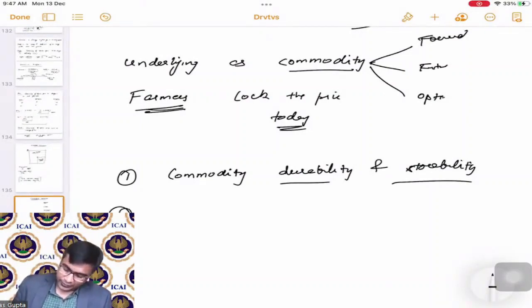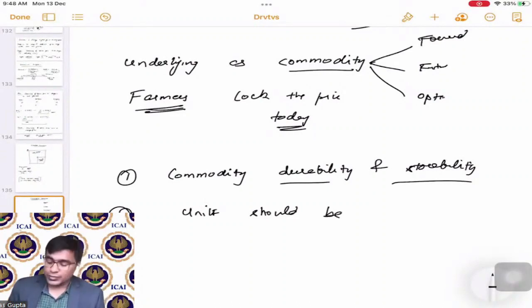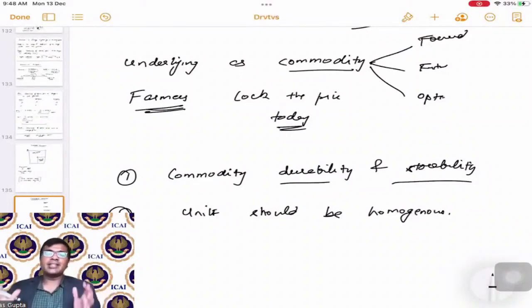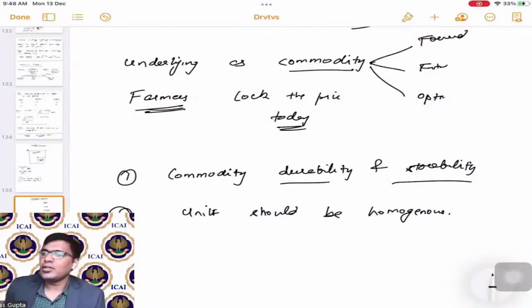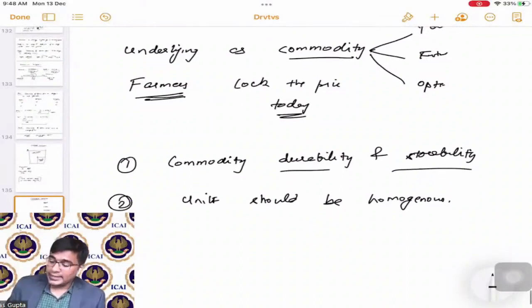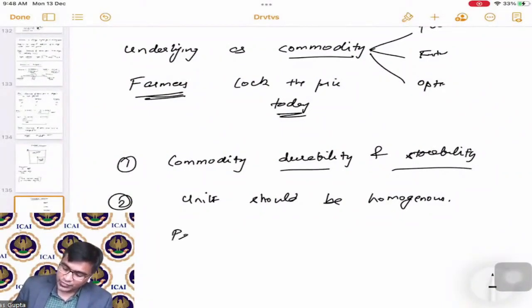Second is, the units should be homogeneous. Definitely, this is also a prerequisite. If the units are not homogeneous... all the units should be the same. For example, sugar is 1 kg, 1 kg, 1 kg. The unit can be homogeneous. For example, 55 kg, we can enter into 55 such contracts. The unit has to be homogeneous. For example, you have iron, so iron should be in kgs, right? All these things should have homogeneity of unit. And the biggest factor is the price fluctuations.